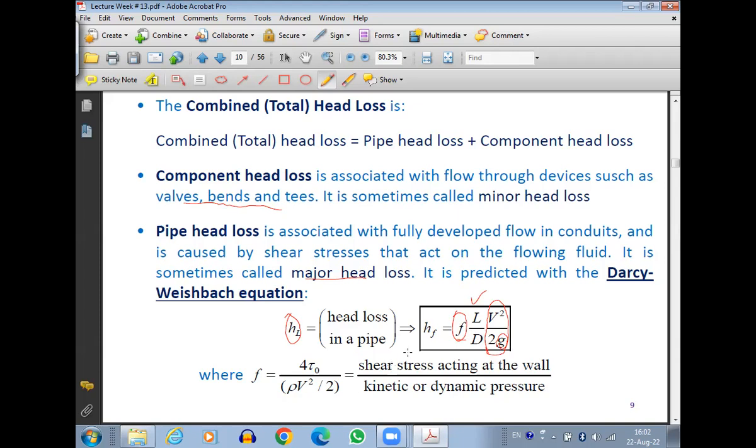In both the scenarios, there won't be any change in formula because we are talking about the component loss, not the elevation head. Elevation head is different. Head loss is different. Okay.